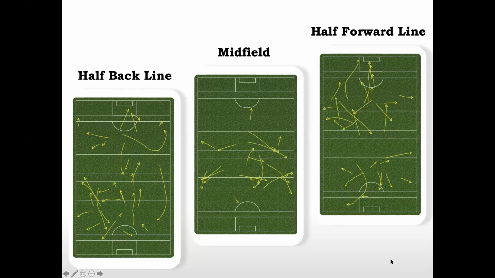Now, the location of the sprints tends to be where the positions are located on the field. The half back line and half forward line players on either side of the screen perform sprints going towards the goals and away from the goals in each half. The midfielders' sprints are typically located around the middle of the field, but the majority of sprints on this occasion were heading towards the sideline.